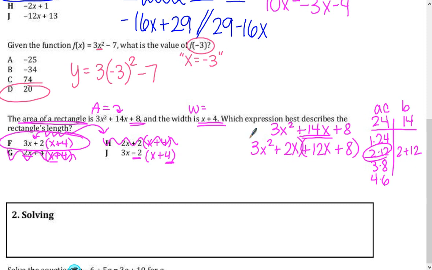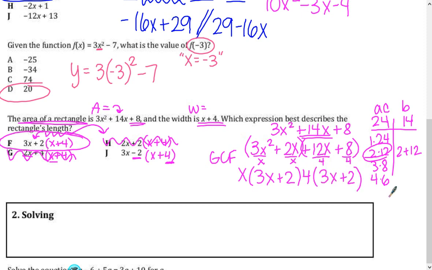Group them with parentheses, and now we factor out a GCF. My GCF in the first group would be 1x. Divide out the x and see what you're left over with on your insides. That would be 3x plus 2. Over here, my GCF would be a 4. Divide out that 4. I'd be left again with 3x plus 2. Our checkpoint here is to see do we have matching parentheses, in which case we do.